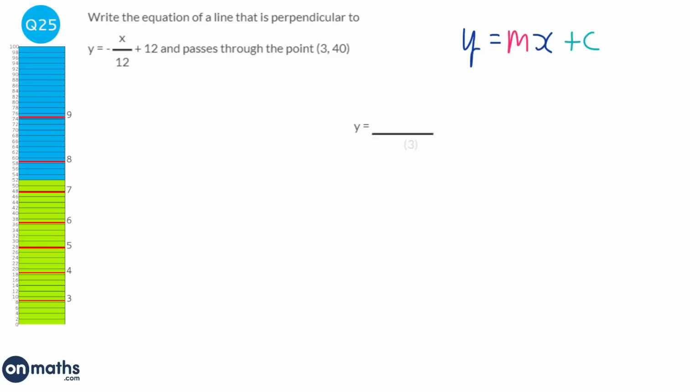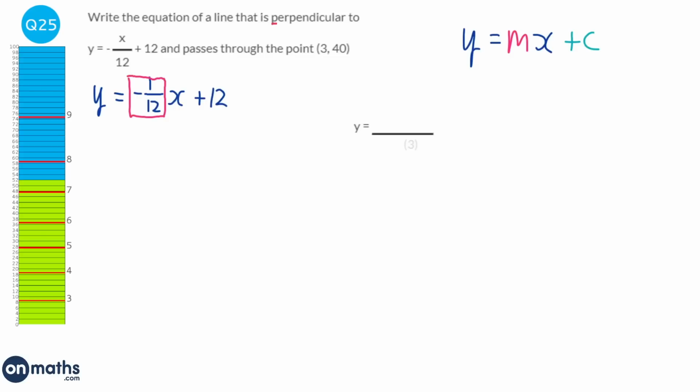Now I'm going to rewrite this a little bit just to make it a bit clearer what the gradient of this is. So I'm going to write this as minus 1 over 12 x plus 12. And you can see that the number before the x, the coefficient of the x, is minus 1 over 12. But we're not told that it's parallel to that, so the equation that we've got is not going to have the gradient as minus 1 over 12.